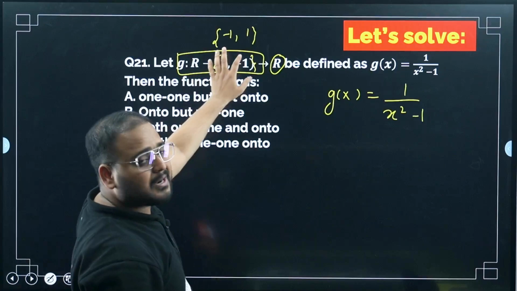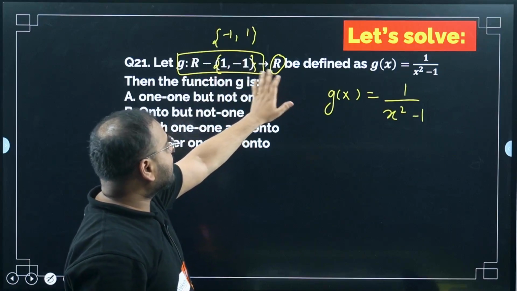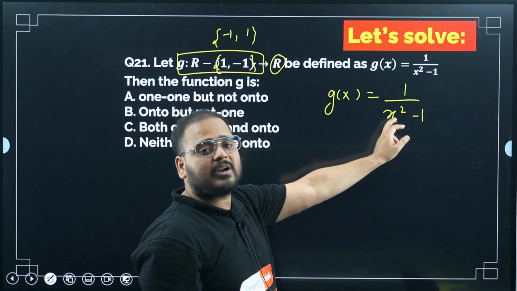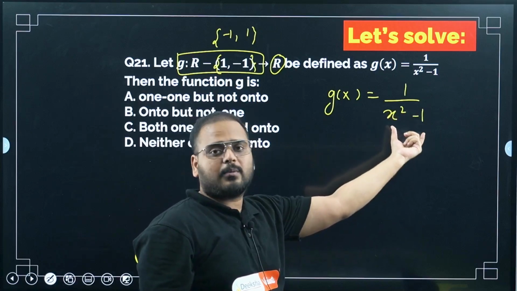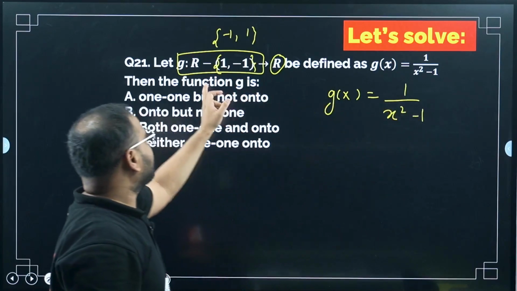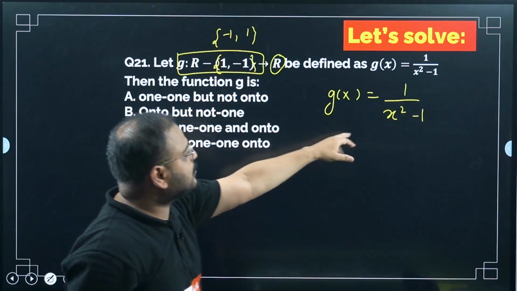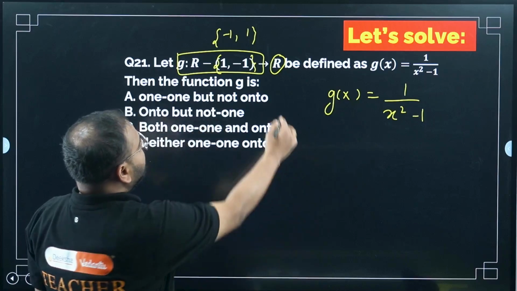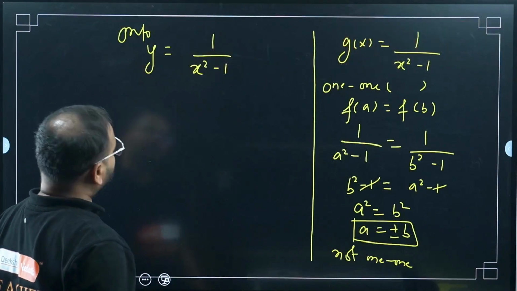So domain is everything but minus 1 and 1, because if we put minus 1 and 1 as x, then this denominator will become 0. So we don't want that. That's why minus 1 and 1 are not part of the answer. So x square minus 1 is there for that reason. But range is what? All real numbers.